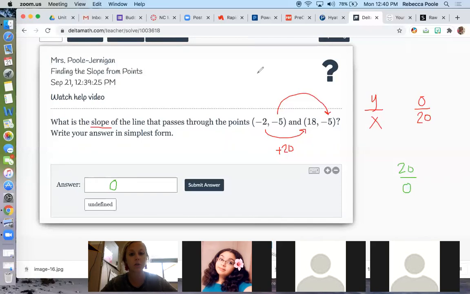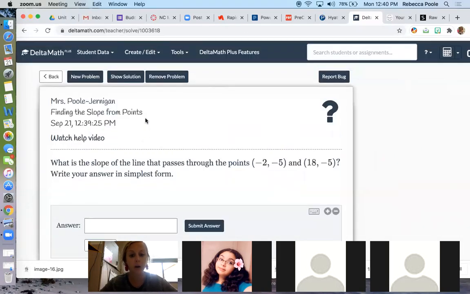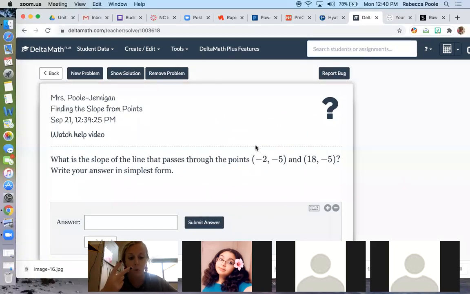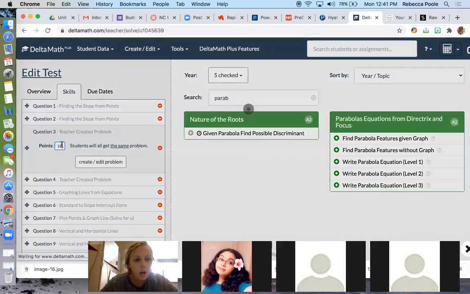How many of you got number 2 right? Good. That's what we like to hear. Do we have questions on these 2? Nope. You can use your notes tomorrow. Remember that you can use your notes, but also just remember if you're given 2 points, just do y over x. Find how they change, okay? All right.